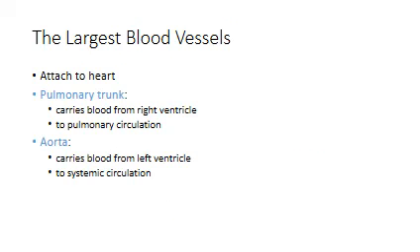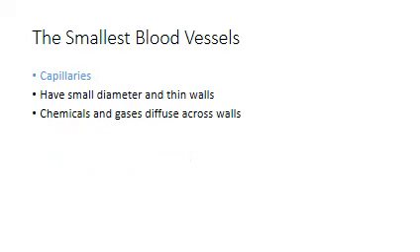The largest blood vessel they have is the pulmonary trunk. It carries the blood from the right ventricle to the pulmonary circulation. The aorta, as you all know, is the largest blood vessel, the largest artery in the body, which carries the blood from the left ventricle to the systemic circulation. The capillaries have a very small diameter, and chemicals and gases diffuse across these walls.